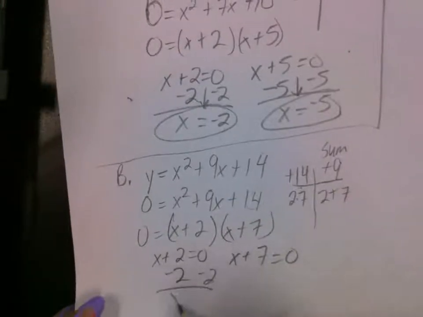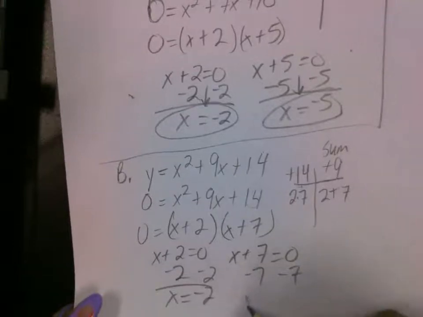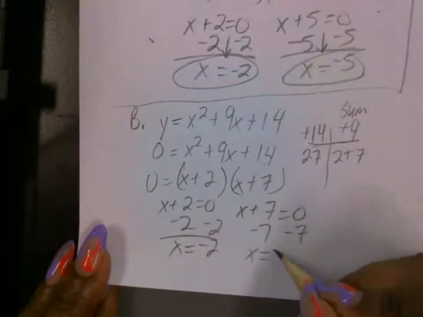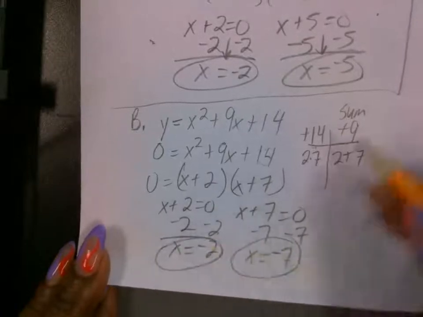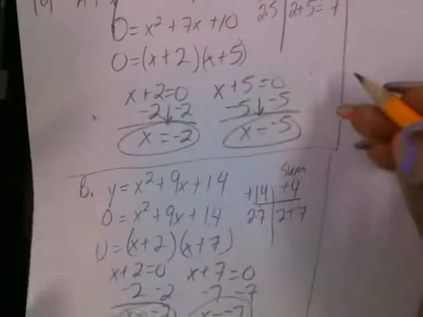Subtract 2 on both sides and you get an x of negative 2. Subtract 7 on both sides and you get an x value of negative 7. Okay, still no positive 7 here. Negative 7, but not a positive 7. So now let's do C. I'll do C and D over here.